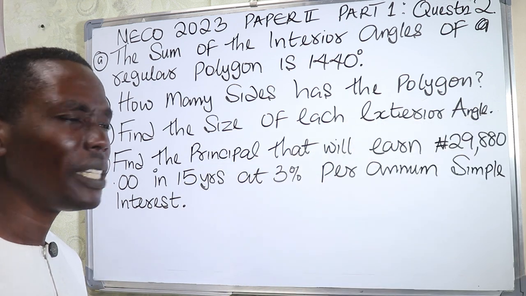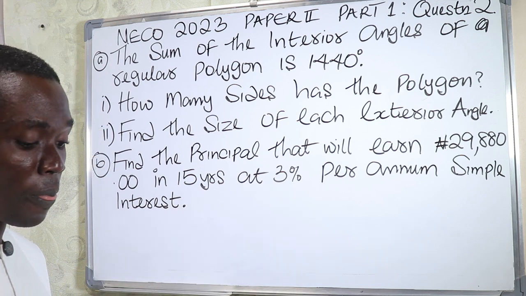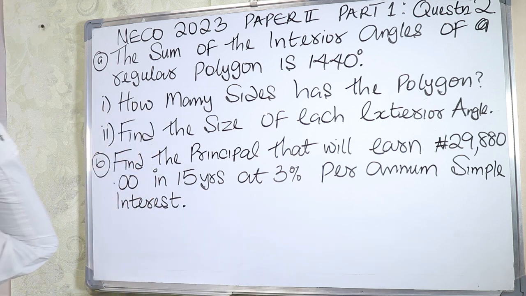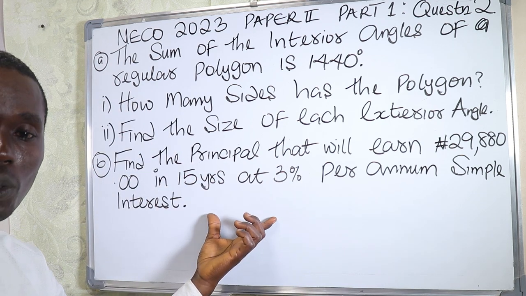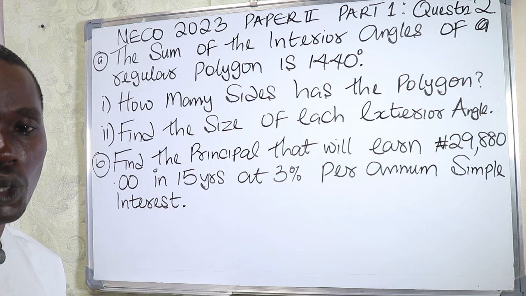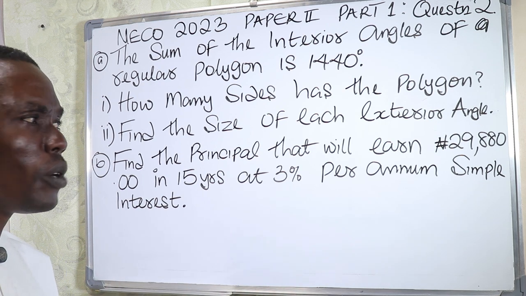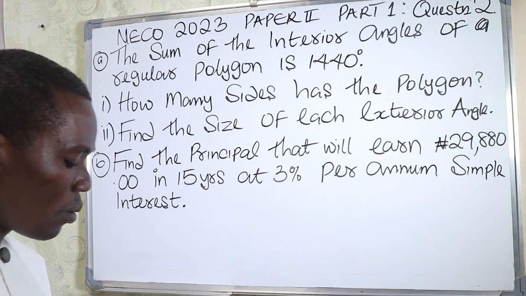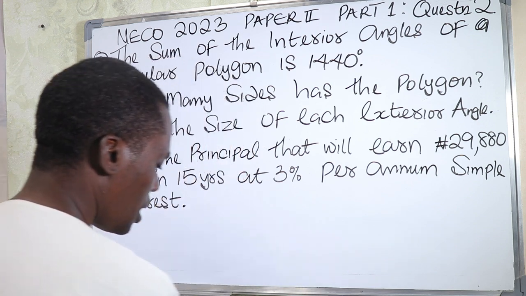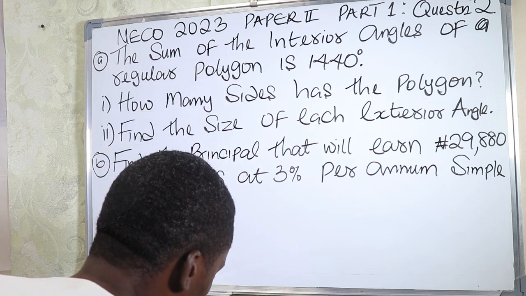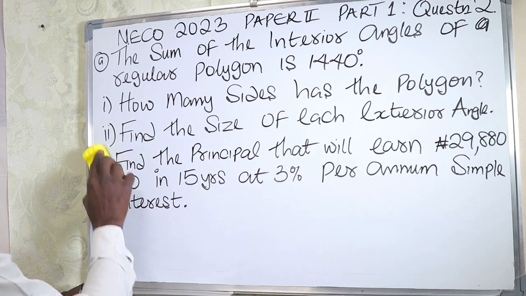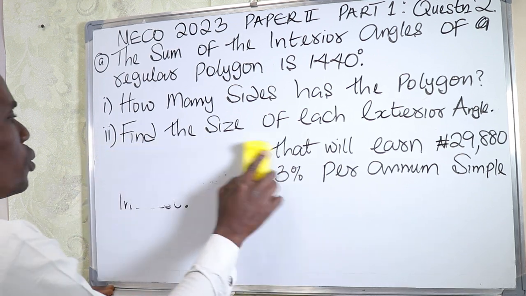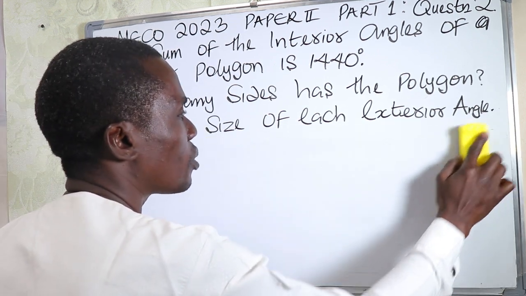Now the question is, how do we solve this question? The first one has to do with a polygon, while the second one has to do with simple interest. Now let's look at this. We are going to come back to solving the second part of the question, and let's look at the first part first. I'm going to wipe this out, and we'll solve this later so as to create space.